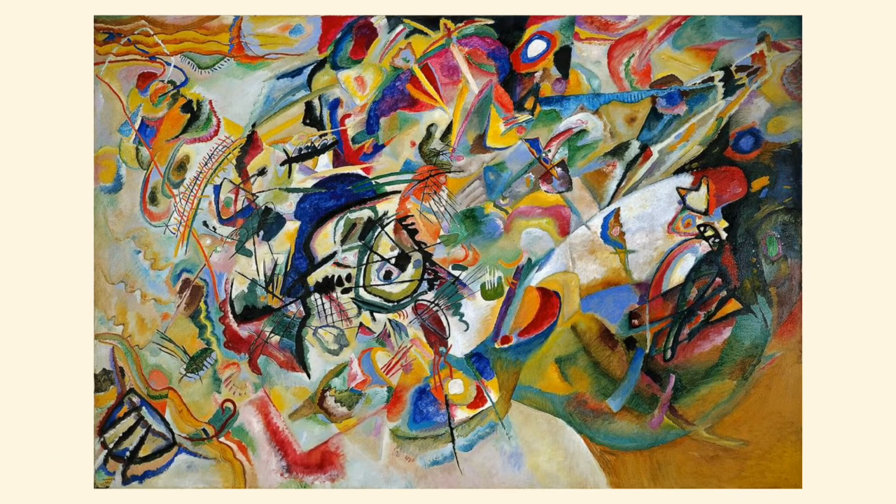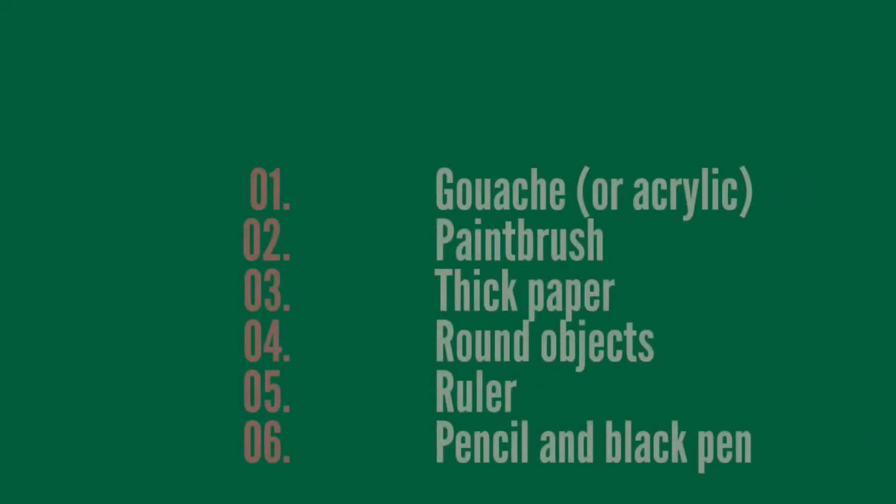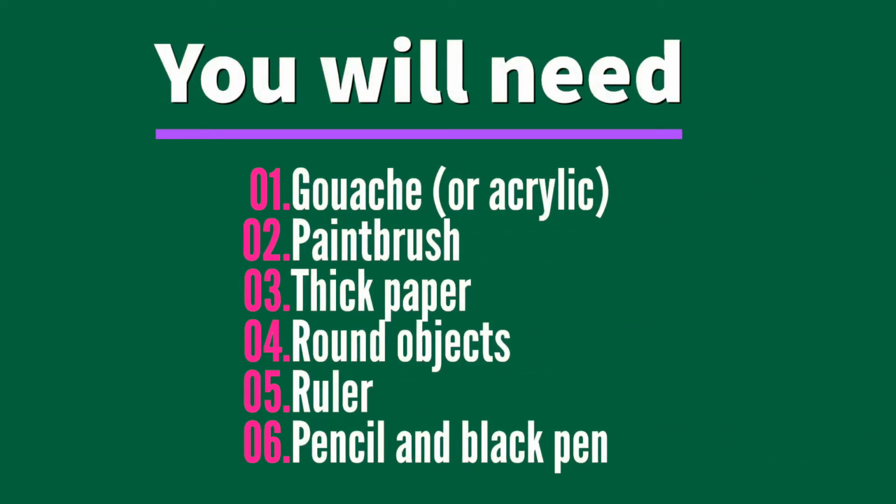I recommend referring back to these images I've shown you and finding some more of Kandinsky's work as we go through the workshop, as they will act as a great source of inspiration as you create your own piece. To join in today, you will need some gouache or acrylic paint, a paintbrush or two, some thick paper, some round objects, a ruler and a pencil, and a black pen.